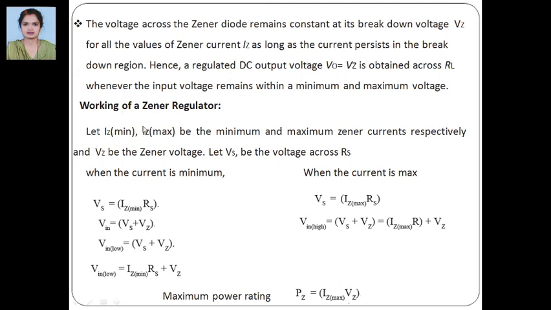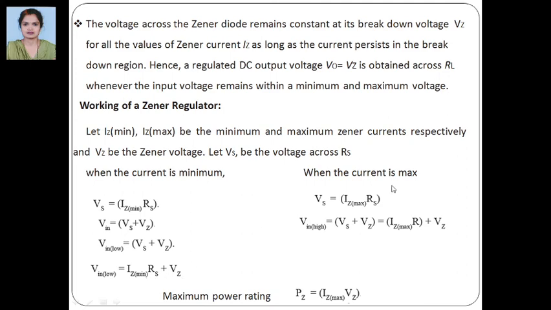For that case, we must consider the minimum current through the Zener and the maximum current through the Zener so that it is capable of handling the Vz voltage. When current is minimum, Vs, the voltage across Rs, is equal to Iz minimum into Rs. But we know that Vin is equal to Vs plus Vz. So what should be the minimum input voltage? Replace this Vs by this value. So Vin low, the low input voltage, is Iz minimum into Rs plus Vz.